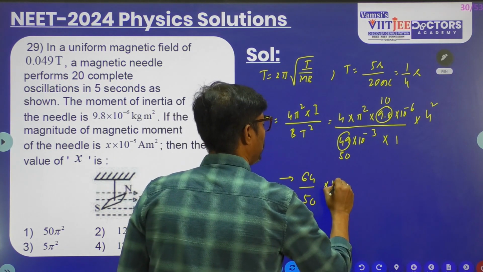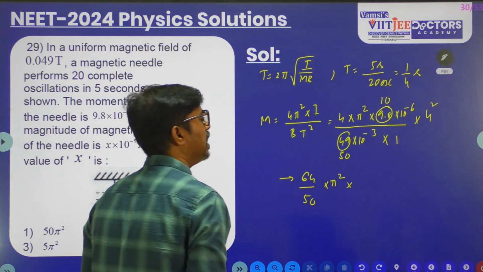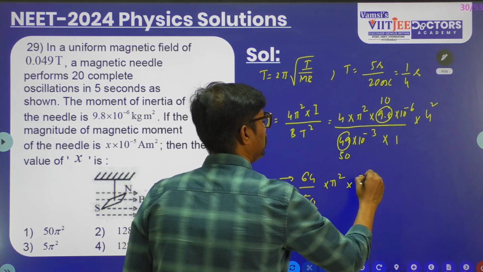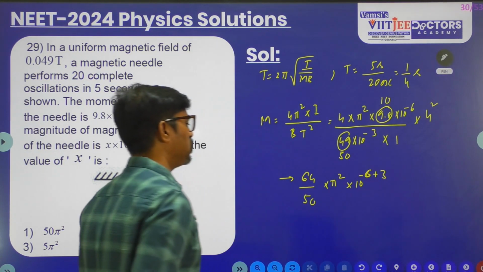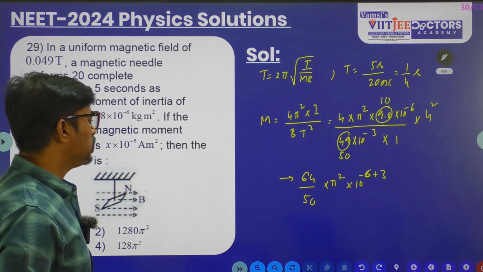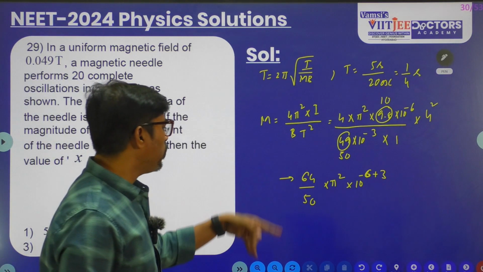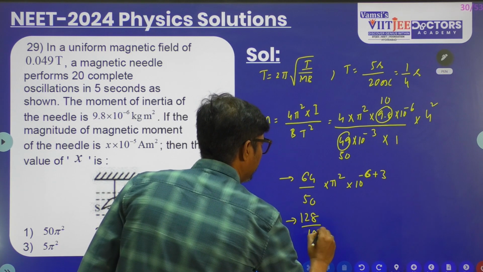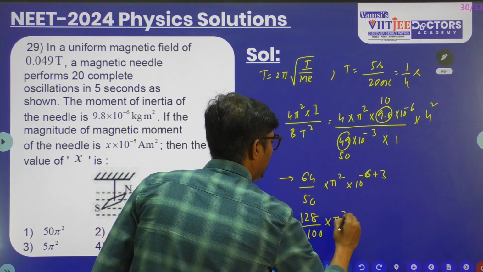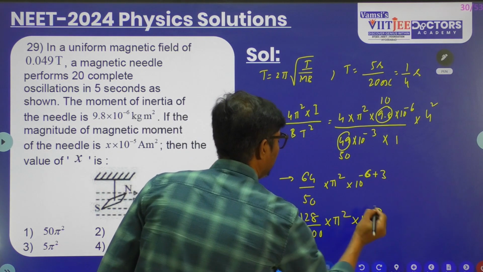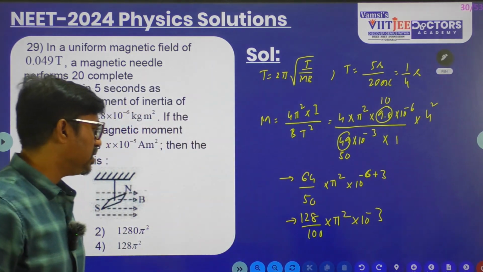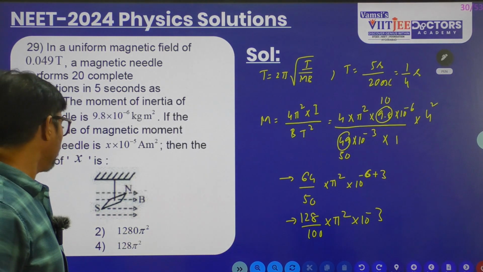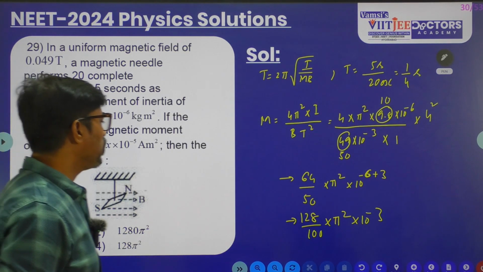into pi square, you have it as it is, and then 10 power minus 6. This minus 3, when it goes up, it becomes plus 3. And that's what you have. So 64, you can write as 128 by 100. 128 by 100 into pi square into 10 power minus 3. So multiply with 2 either side. So 10 power minus 3, this 100 will become 10 power minus 5. All right, 10 power minus 5.